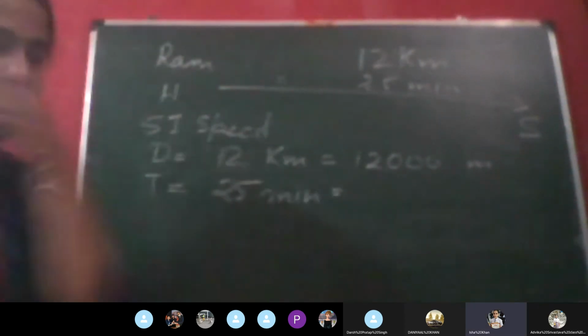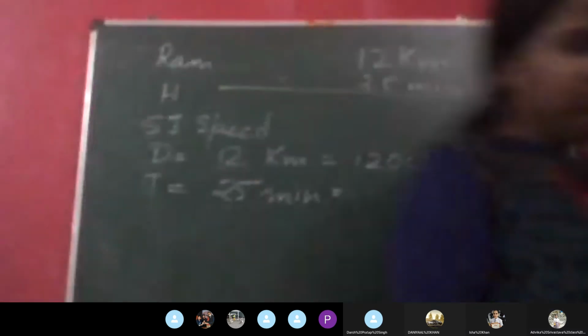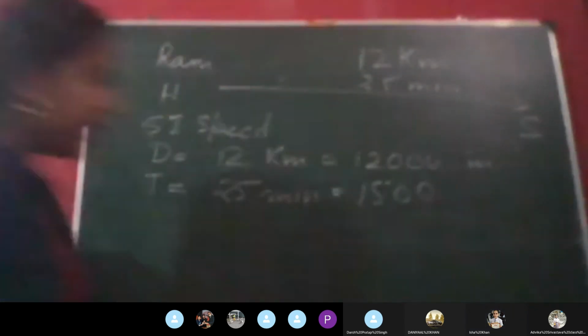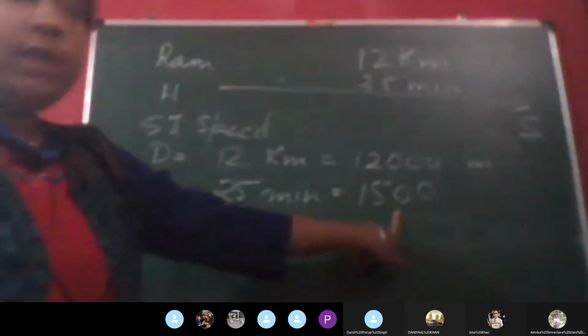25 minutes will be equal to how much? Any idea? 25 into 60, because, ma'am, 1 minute equals 60 seconds. Right. So how much will 25 into 60 be? Ma'am, 25 into 6 is 150, and then 0. So 1,500 seconds. Yes, ma'am. Is it fine?